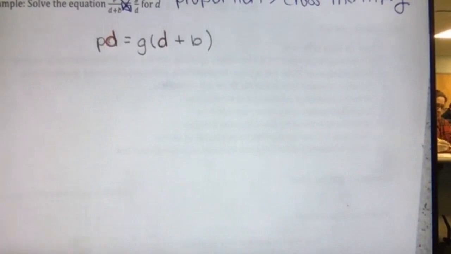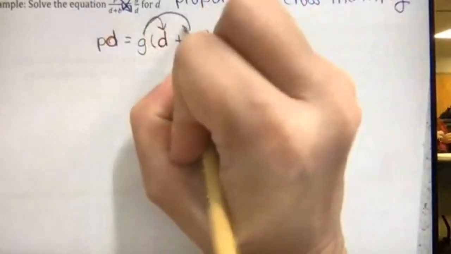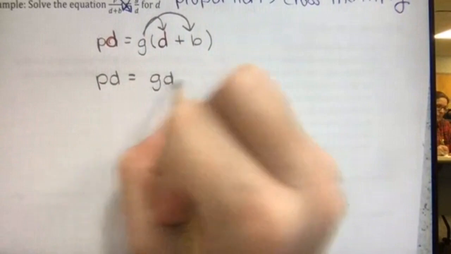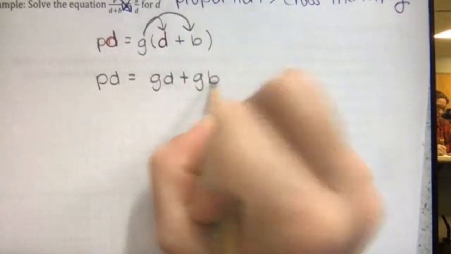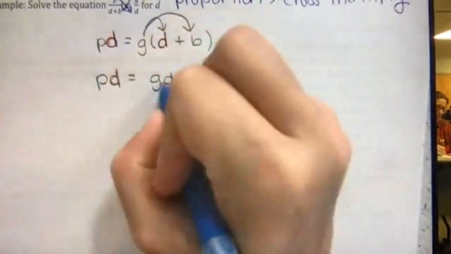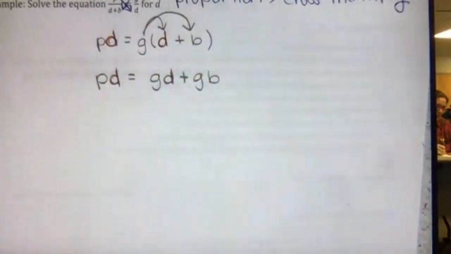Let's distribute that G. So PD equals GD plus GB. Again, we're trying to get the D's by itself. So now at least I can move that GD to the other side with the PD and at least have my D's on both sides.